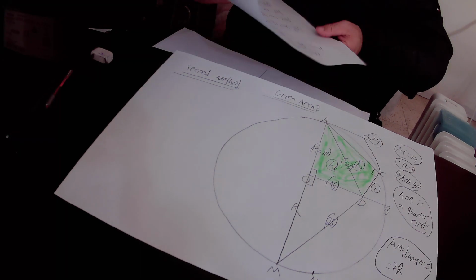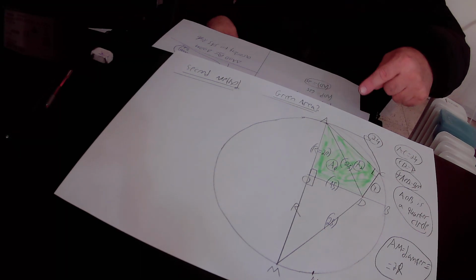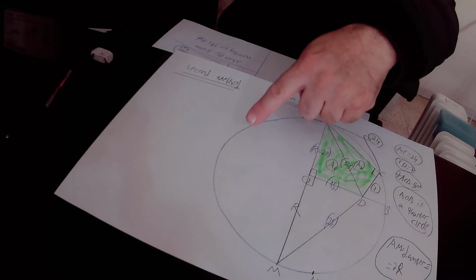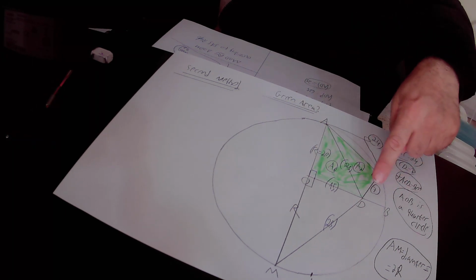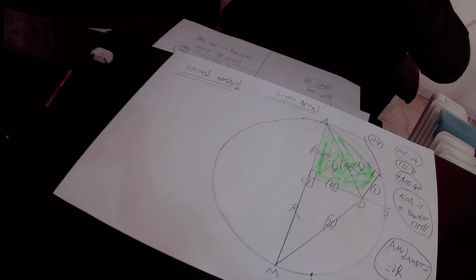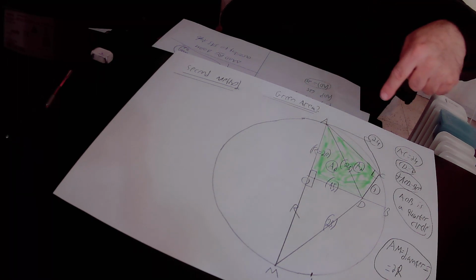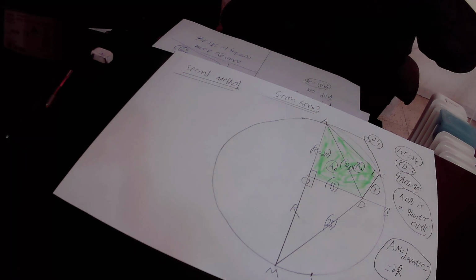Then we completed the quarter circle to a circle. This angle equals 90 degrees because AOB is a quarter circle, and point O is the center of this circle that we created here.